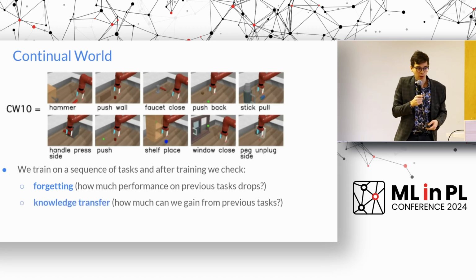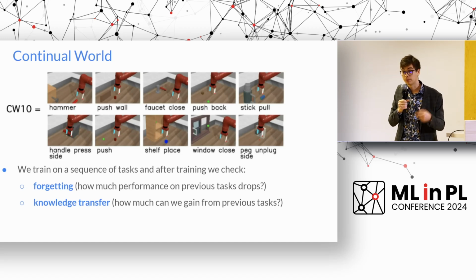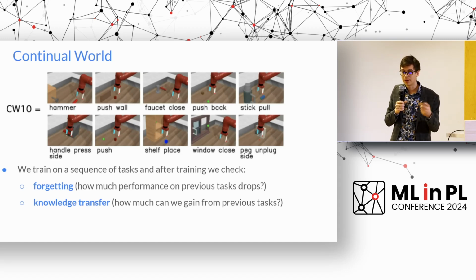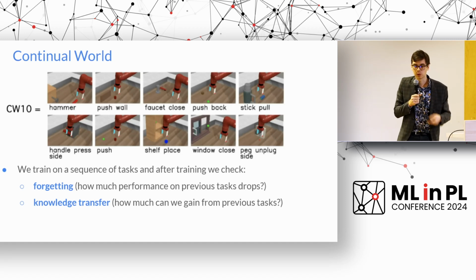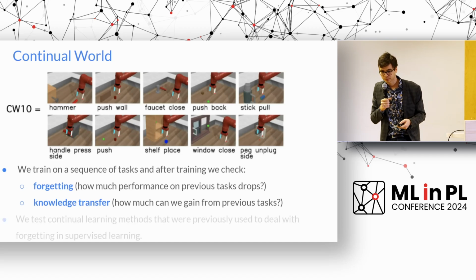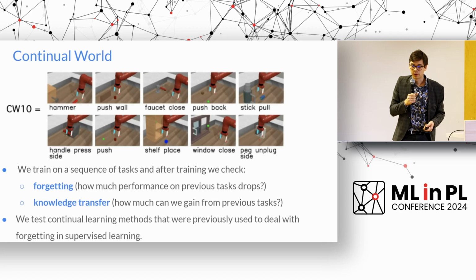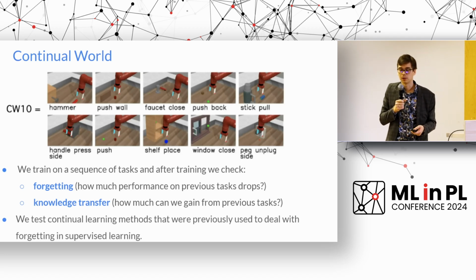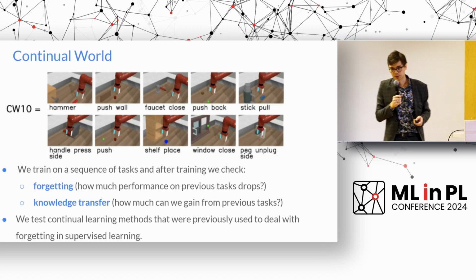And we also look at knowledge transfer, which, as you might remember, is the main motivation for doing fine-tuning in the first place. This tells us how much we actually gain from previous tasks when training on a new task, right? Can we use this knowledge to train more efficiently? And we test multiple continual learning methods here that were previously used to deal with forgetting in the supervised learning context, but were not so well tested in reinforcement learning.